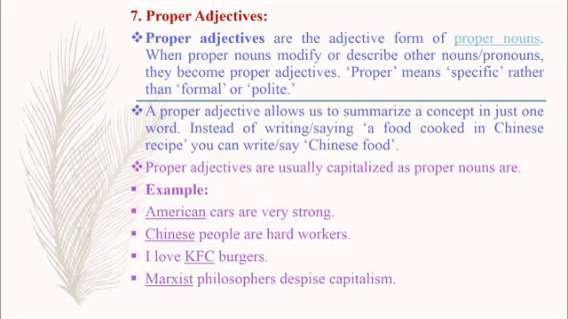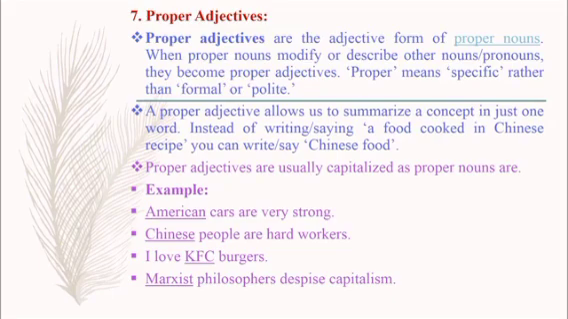Example: American cars are very strong. Chinese people are hard workers. I love KFC burgers. Marxist philosophers despise capitalism. Here, American, Chinese, KFC and Marxist are proper adjectives.